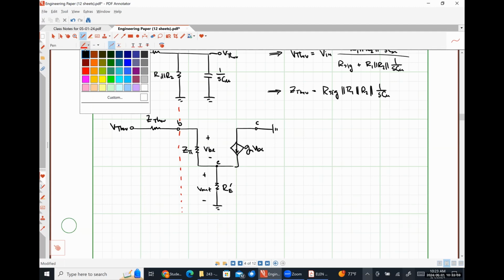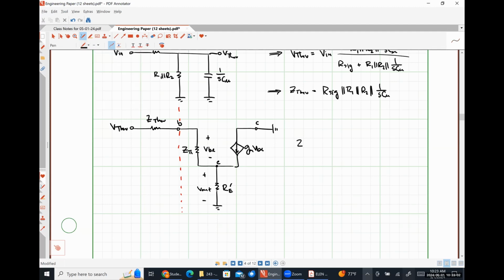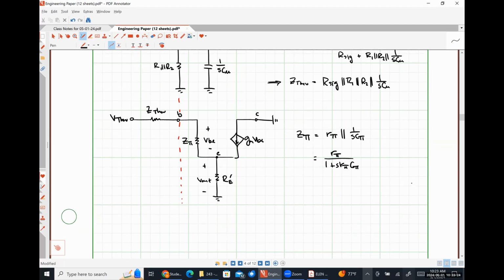So let's define a couple of things here really quickly. Z pi is nothing more than R pi in parallel with 1 over SC pi. So that should be R pi divided by 1 plus S R pi C pi. RE prime is R naught in parallel with RE in parallel with RF.